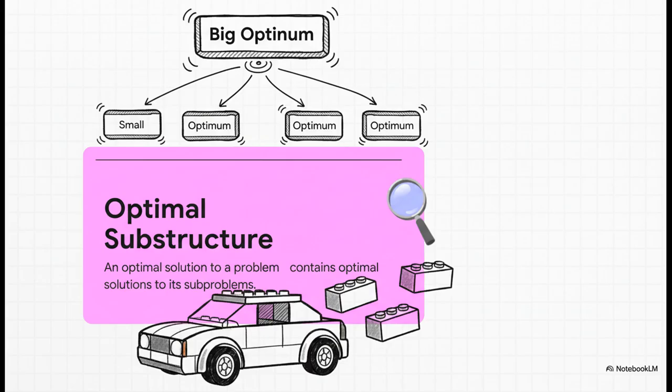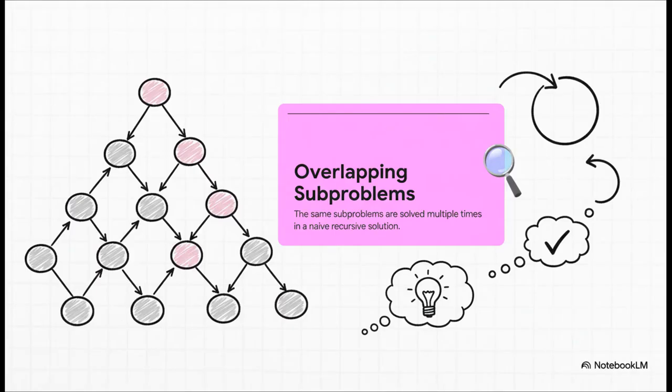Imagine you're building something with Legos. To build the best, most awesome car, you first need to build the best possible wheels, right? And the best possible chassis. The big, optimal solution is just built from smaller, optimal solutions. And the second ingredient is overlapping subproblems. And this is exactly the mess we just saw with Fibonacci. It's when a simple recursive approach ends up solving the exact same tiny problems again and again. Dynamic programming is what spots this pattern and basically says, whoa, hold on, I've already solved this. I'm not doing all that work a second time.